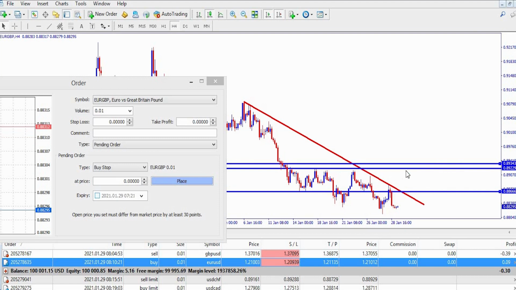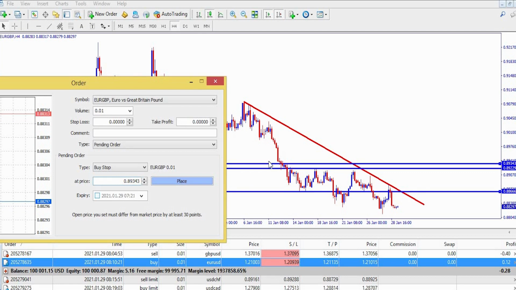Remember, price could come here, touch, and turn back. It will be a fake out. So what do I do? This is my buy stop, and at what price do I want to buy? This guy above, 0.89343. That is the price at which I want to buy.